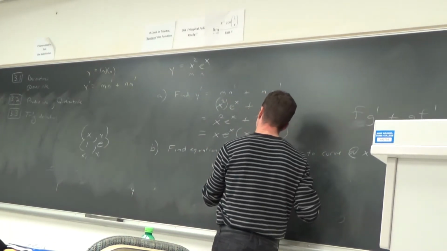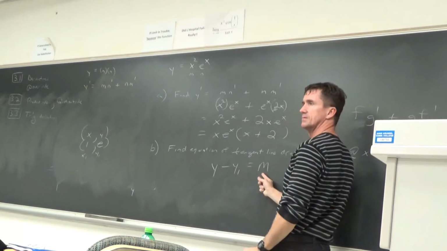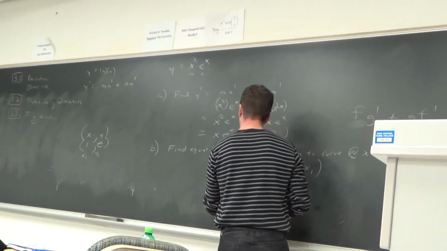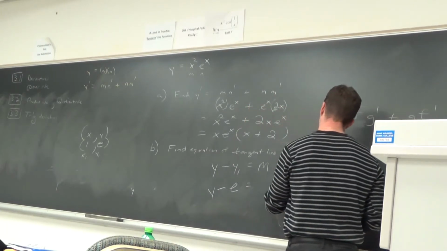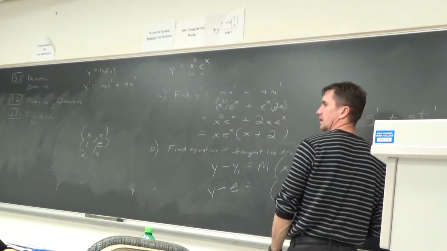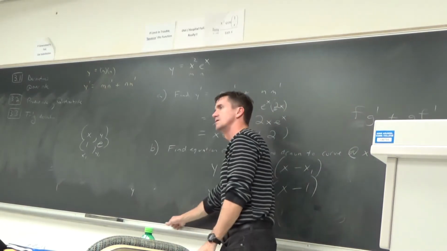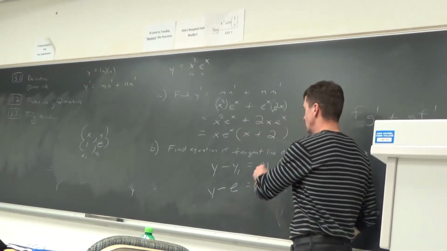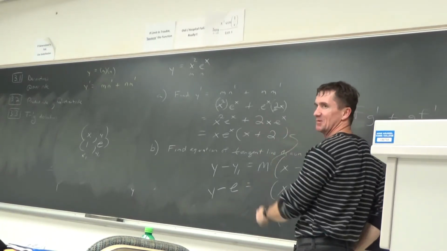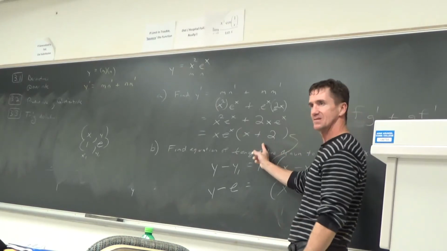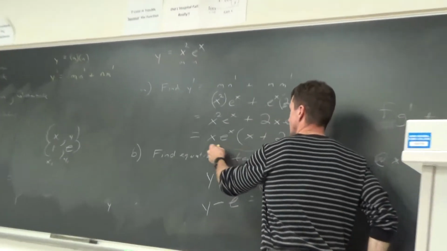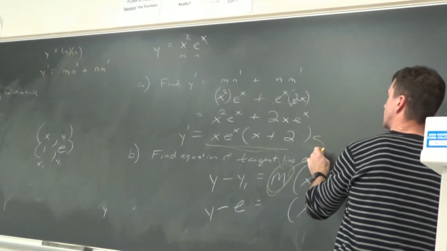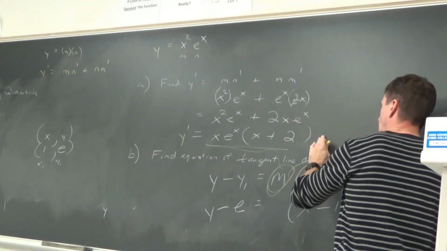y minus y1 equals m, the derivative. There's my e. There's my 1. On the board, somewhere is the slope. And where's the slope? It's right there, the y prime, right? y prime is slope, right? That's the y derivative. But what do we have to plug in here? 1.